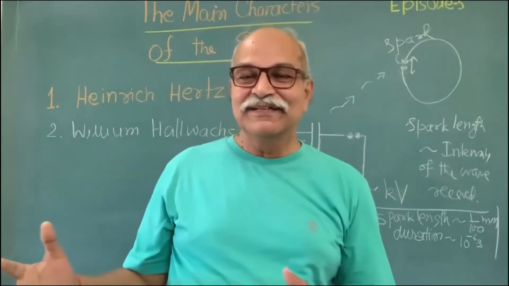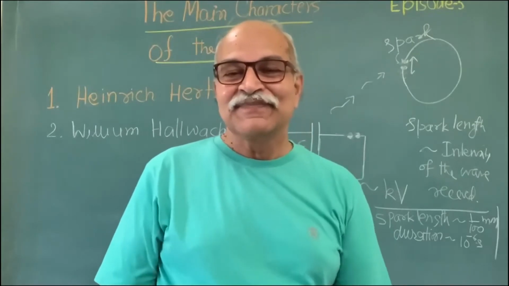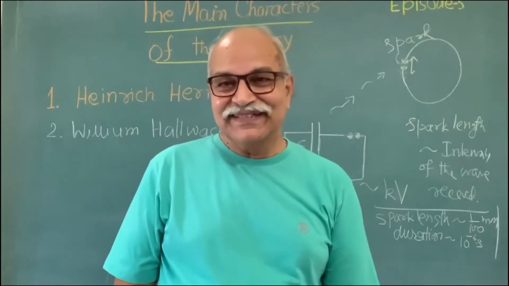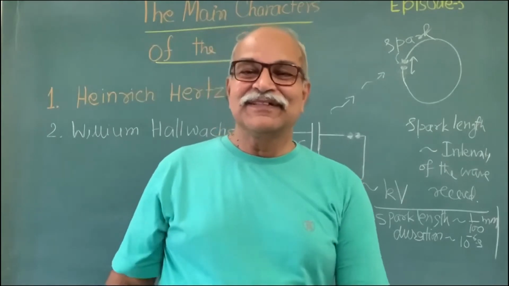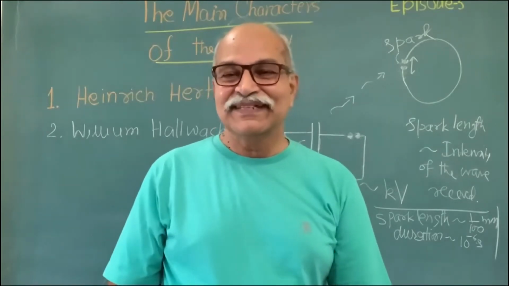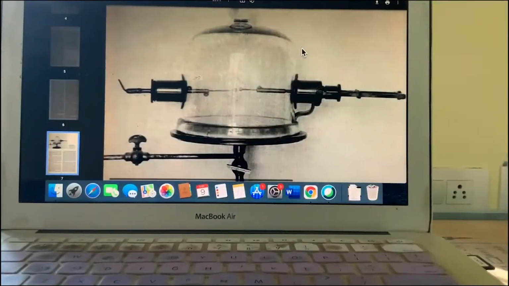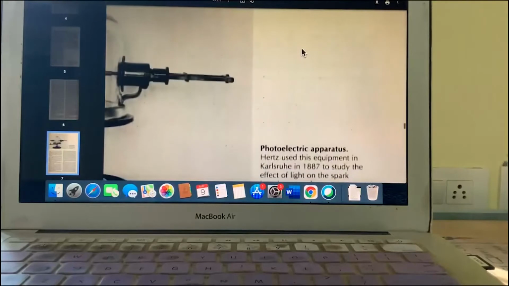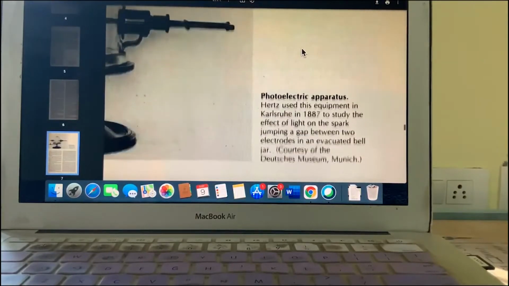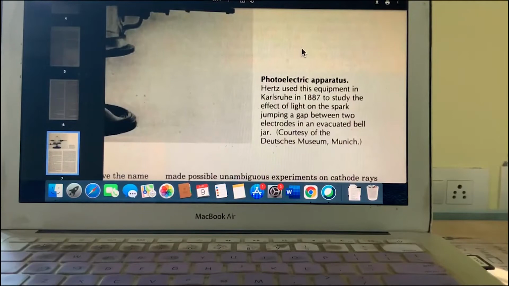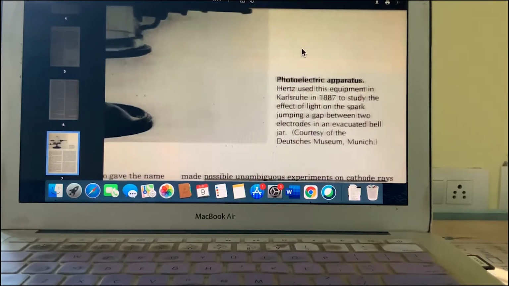In fact, it was a big 16-page paper in German, and I could not get the original of that, but the description of that is available at many places. Just see the apparatus. So this is the original apparatus, and the article says that Hertz used this equipment in Karlsruhe in 1887 to study the effect of light on the spark jumping a gap between two electrodes in an evacuated bell jar. So this is in the Deutsches Museum, Munich.